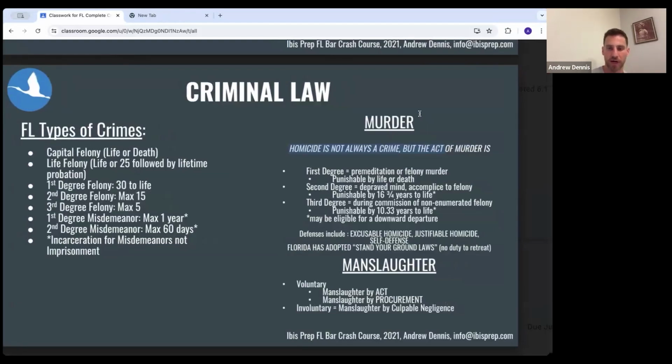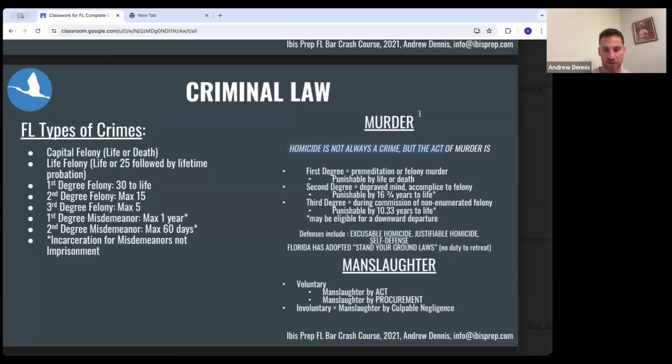So in Florida, we do recognize first, second, and third degree murder. First degree murder is premeditated or felony. Second degree is depraved heart or accomplice to felony murder. And then third degree would be during the commission of a non-enumerated felony. Like maybe it's your third time getting a DUI and you run over some kids. That would be third degree murder in Florida, potentially. Again, prosecutor, defense, they'll argue different things, but there's an argument for that. Defenses include excusable homicide, justifiable homicide, and self-defense. Florida's adopted stand your ground laws.